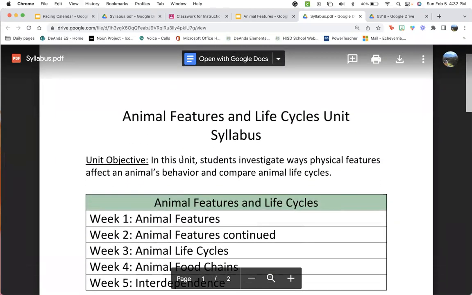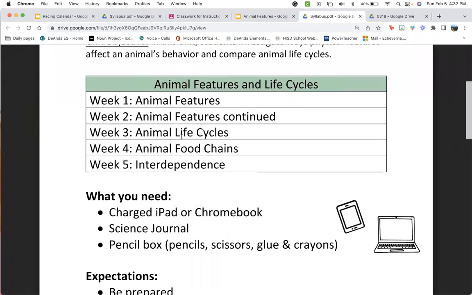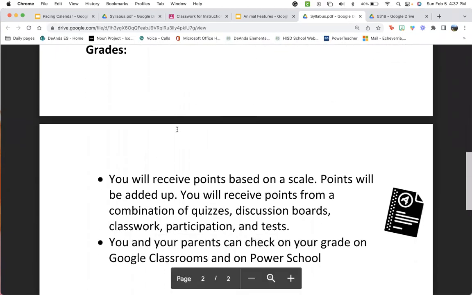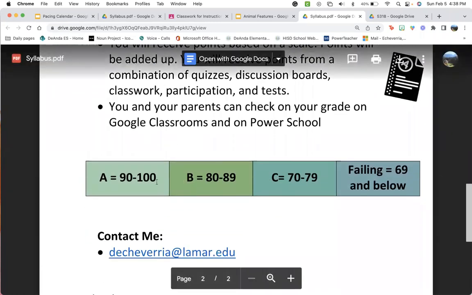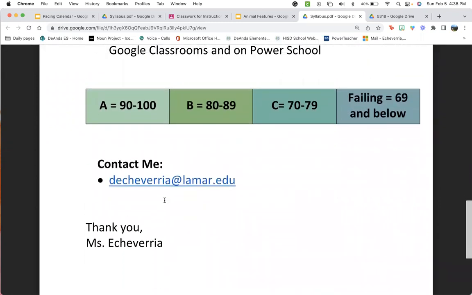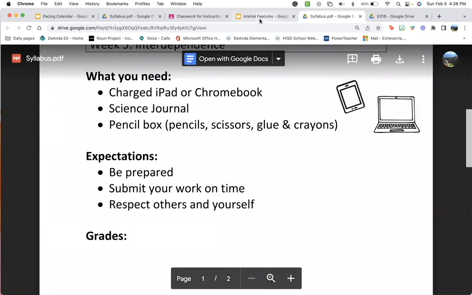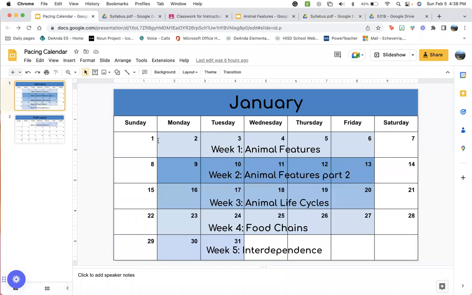The syllabus gives them the unit objective. It gives them the 5 weeks that are going to be projected into that Google Classroom, what they need, the expectations, the grade, how it will be calculated, and a range of what each entails. It also gives them my contact information so that they are able to contact me at any point. The other part was the pacing calendar. The pacing calendar gives them just an overview of which days are going to be covered in each particular week.